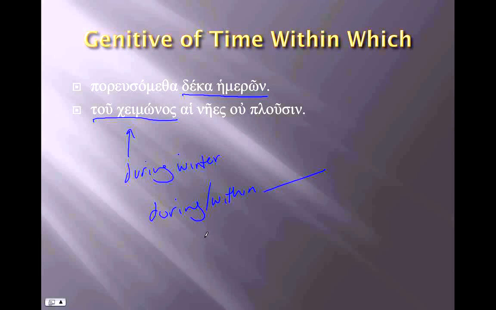So the thing to remember is when you're talking about time, when you're having one of these expressions, you're not going to see a preposition. So remember, no preposition. And then you've got accusative extent, you've got dative of time when, and you've got genitive of time within which.